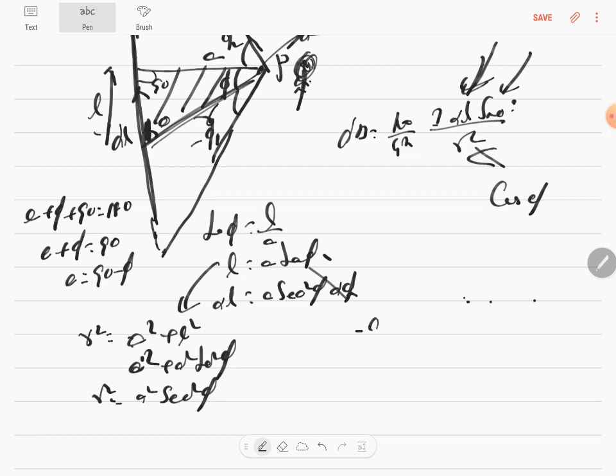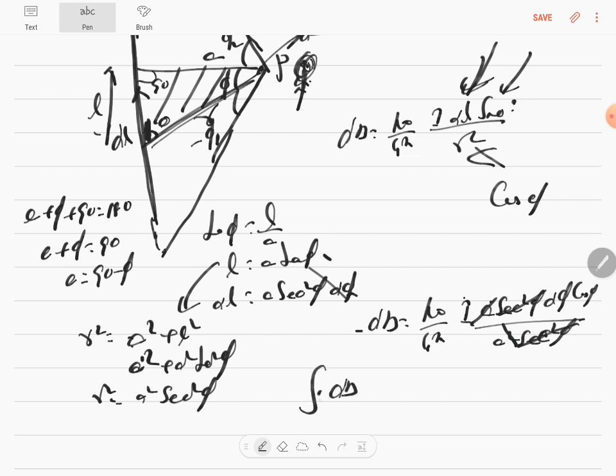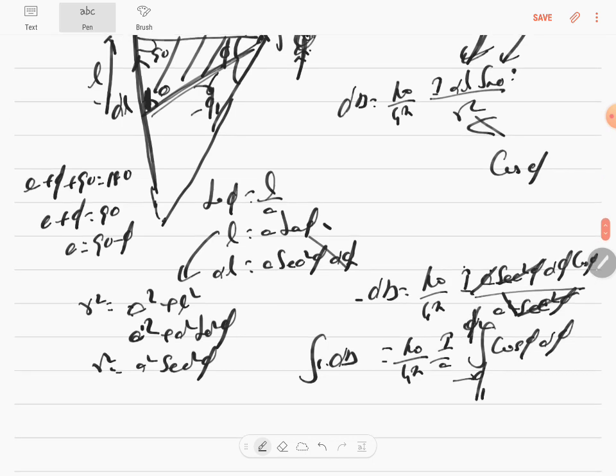Substituting all those values and plugging in here: mu naught by 4 pi into I into dl itself is A into secant square phi into d phi, into sin theta itself is, as you know, cos phi, by r square itself is A square secant square phi. Secant square phi gets cancelled. A and the power of A get cancelled. So then it's integration of dB. We'll keep the integration separately. We'll take out the constant mu naught by 4 pi I by A into integration of cos phi d phi, integrated from minus phi 1 to phi 2. The angle below and above is minus phi 1 and phi 2.